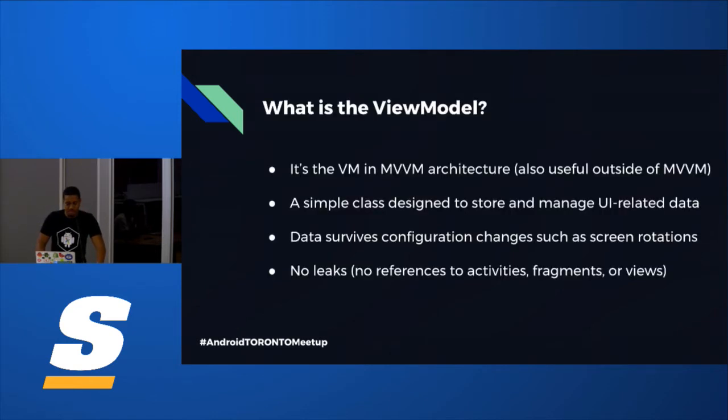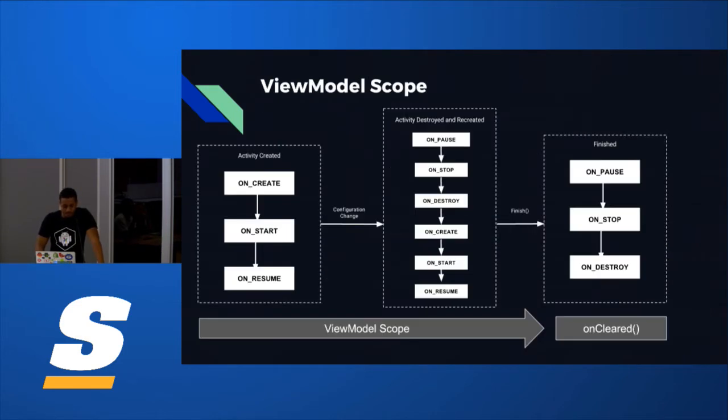So basically, it's the same as the ViewModel from the Model-View-ViewModel architecture, as we talked about before. It's a simple class designed to store and manage UI-related data, and it survives configuration changes, and it does not introduce memory leaks or whatsoever. No reference to activities, fragments, or views. So basically, how does this go?